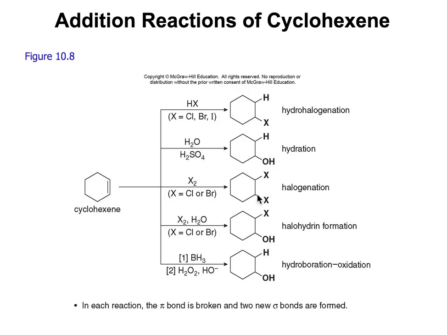Then we can also add two halogens across the double bond, right? And that's called halogenation. Then we can also form a halohydrin, in which we add one halogen and one OH across the bond, or we can do a hydroboration oxidation reaction. I'm going to talk about that in a separate video.